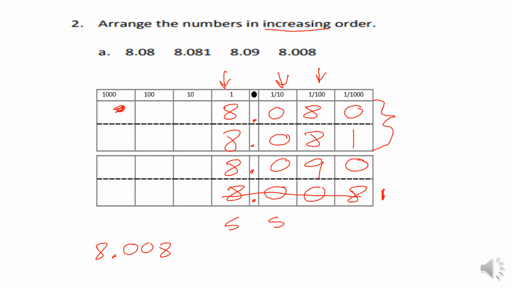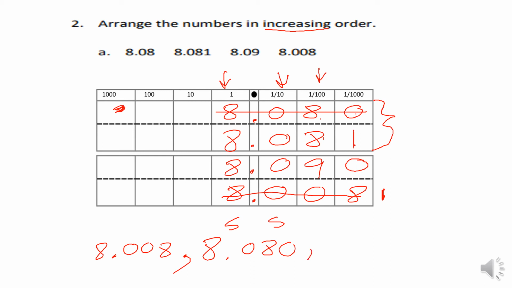So I can't tell from the hundreds position because they both have 8s in them. So I'm going to move to the thousand position. And I can see that the top one has a 0 and the bottom one has a 1. So we know that 8 and 80 thousandths would be smaller than 8 and 81 thousandths. So we're going to write that one in next. 8 and 80 thousandths. I'll put a comma here so we can tell the difference. So that one's taken care of.